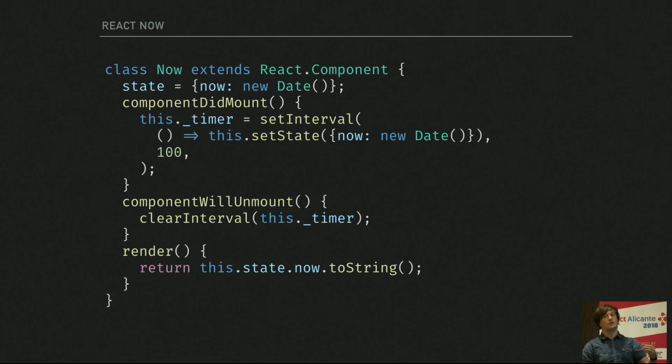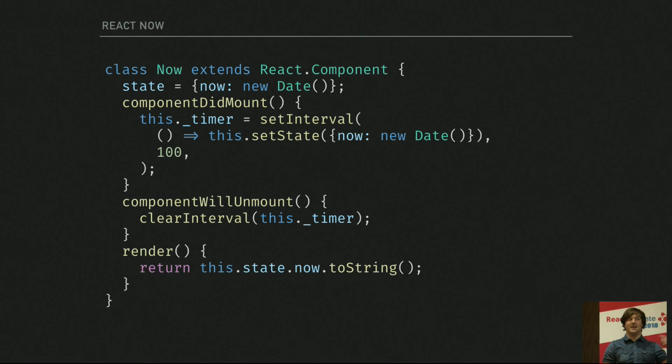Because on mount, when the component is mounted, we need to start a timer. And on that interval, and I've set this to 100 milliseconds, we need to keep updating the state for the current time. And then on component will unmount, we need to clear that timer, because if we don't clear the timer, then we've got a memory leak, and in fact, more like a runtime leak in our code.